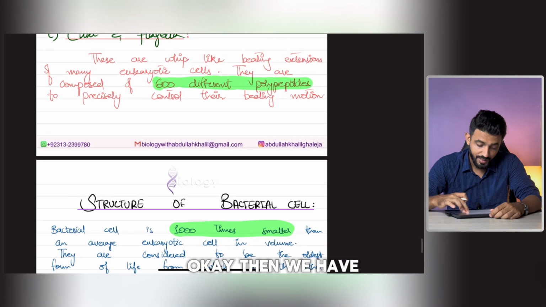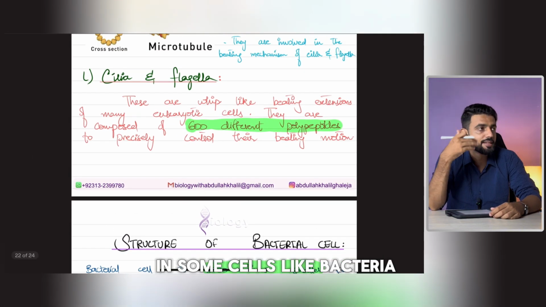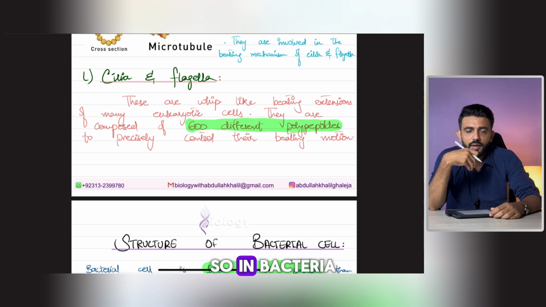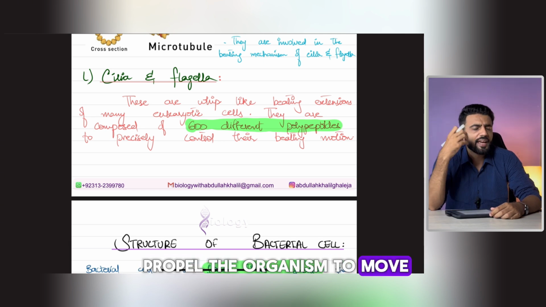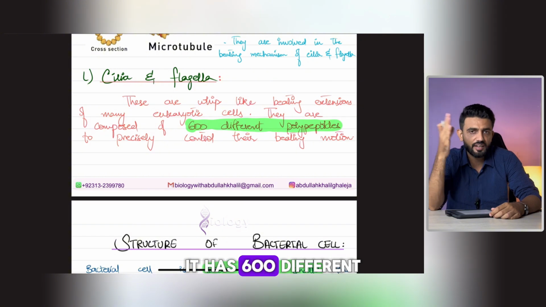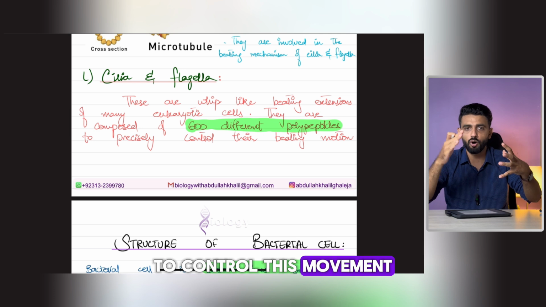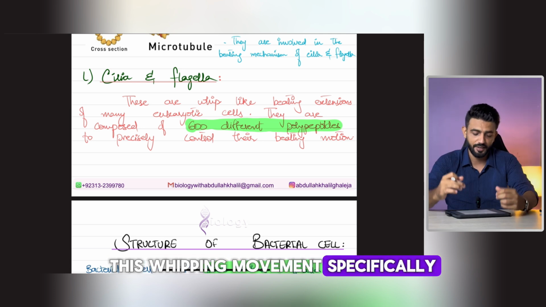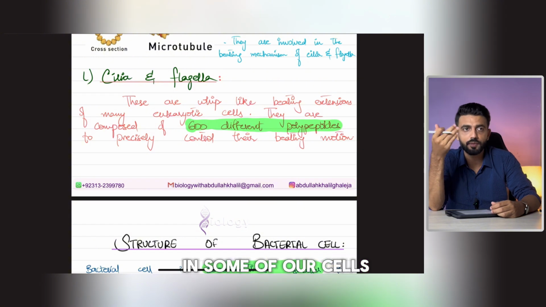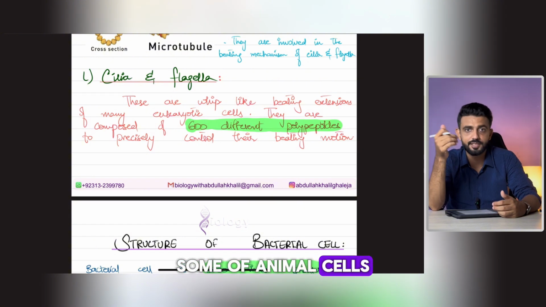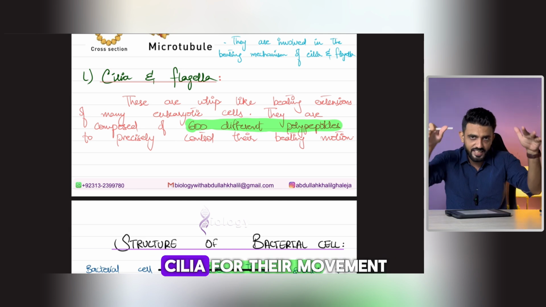Okay, then we have cilia and flagella. Again, flagella is present in some cells like bacteria. In bacteria, their function is to propel the organism to move. It is very complex. It has 600 different types of polypeptides to control this whipping movement specifically. And cilia are small hair-like structures which are also present in some of our animal cells, and on some microorganisms as well, like paramecium. They have cilia for their movement.